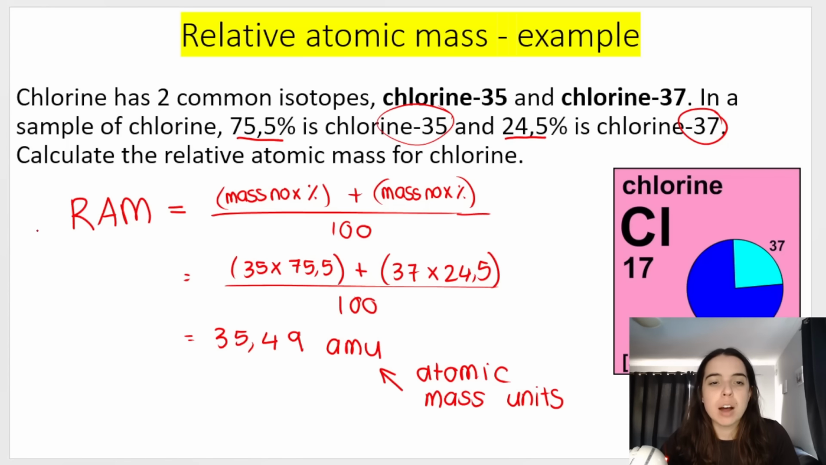Later on, when you work out atomic mass of a substance or molar mass of a substance, you'll also use the unit grams per mole, but don't worry about that. So 35.49, and if we had to round that up, it would be 35.5, which is what you see on the periodic table. Let's do another one.